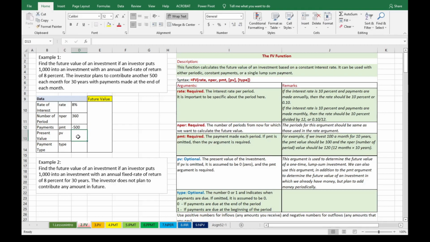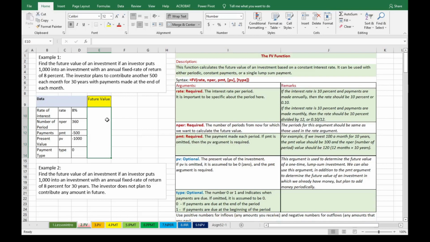Then we have present value. So we already put 1000 into an investment, so we'll say minus 1000 was already put. And payment type. Now payment is made at the end of each month, so if payment is made at the end of each month, it is 0, so we get 0.